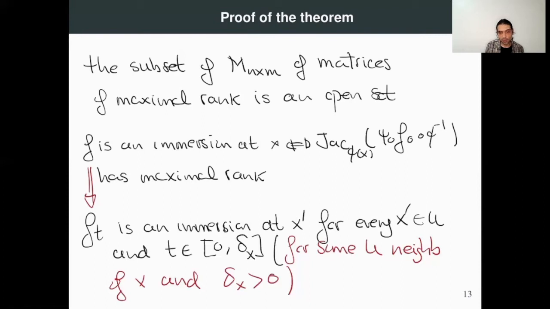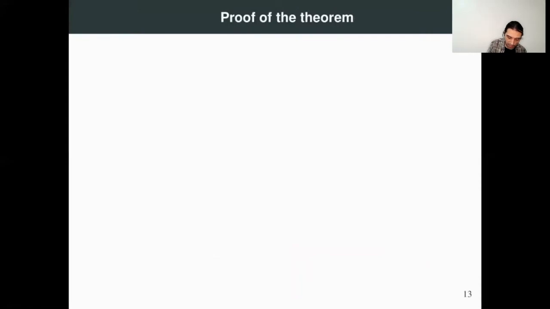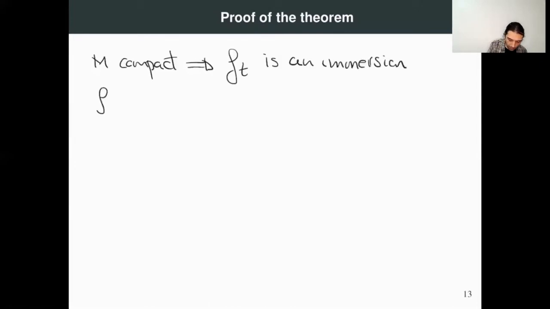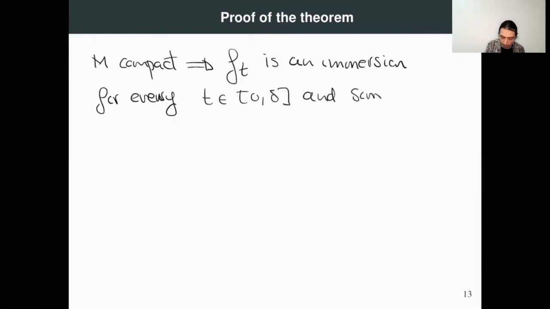So we are actually showing that Ft is an immersion in a neighborhood of x for every small delta. And now we can use that M is compact, right? So since M is compact, that implies that Ft is an immersion for every t sufficiently close to zero, for every t in the closed interval 0 to delta, for some positive delta.